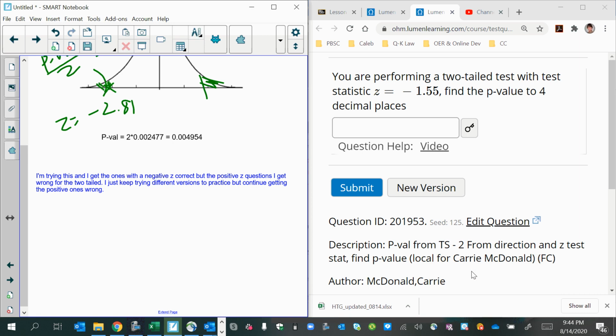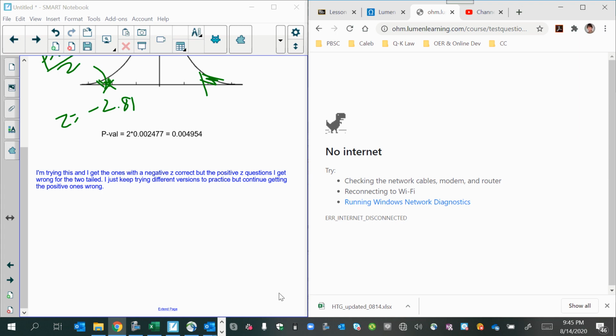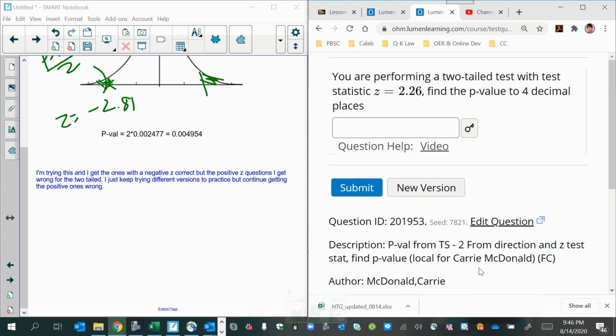Okay, and another student asked about the same question, and she said, I'm trying this, and I get the ones with a negative z correct, but the positive z questions I get wrong for the two-tailed. I just keep trying different versions to practice, but continue getting the positive ones wrong. All right, so let's find a positive one. Okay, so we did find one with a positive z-score. So I'm going to demonstrate how to do this.